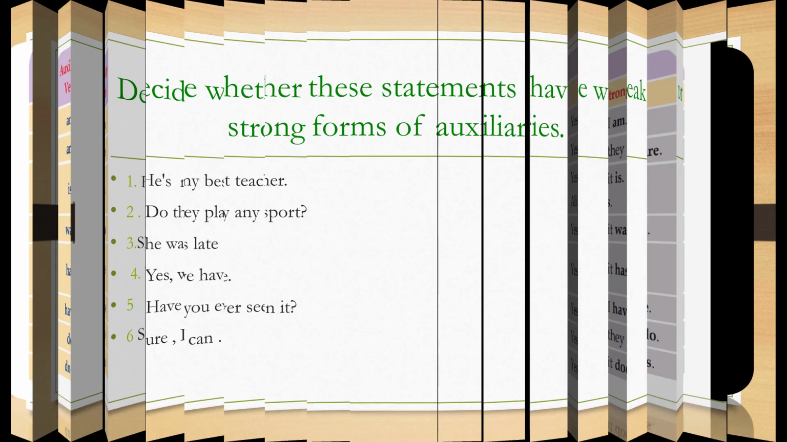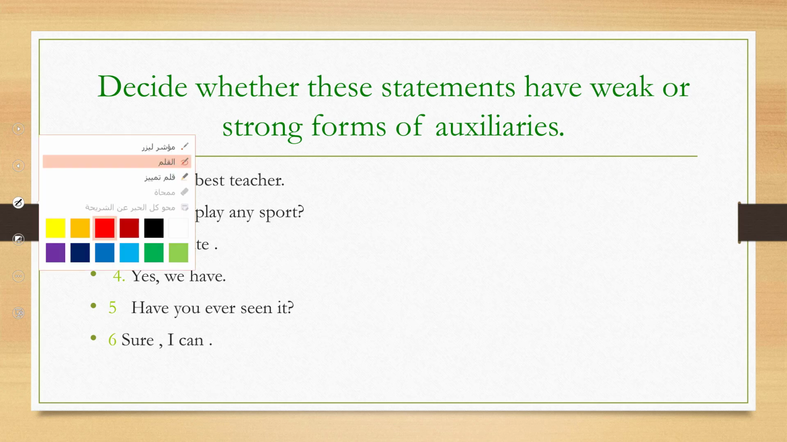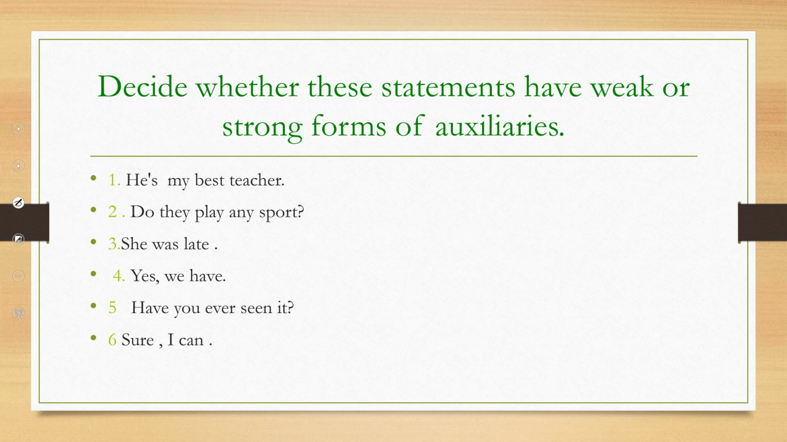Okay. Now we have an exercise. Decide whether these statements have weak or strong form. Now he's my best teacher. He's my best teacher. This sentence is a normal sentence, so which form is used here: strong or weak? Yes, it is weak.